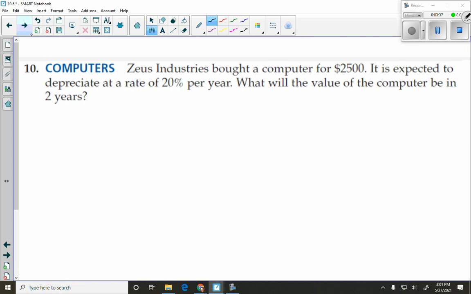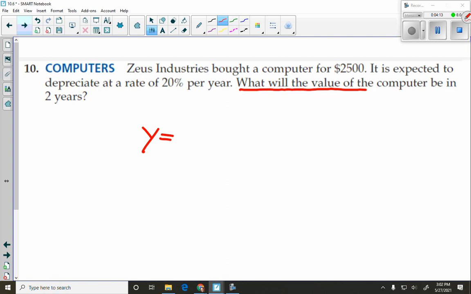So Zeus Industries bought a computer for $2,500, and it's expected to depreciate at the rate of 20% per year. It's quite common; cars are like that too. But what will the value of the computer be in 2 years? Remember how all story problems work. Whatever the question they're asking you is your variable. So what will the value be in 2 years? That's my after. So this is my Y. They're looking for Y. Y is my after value.